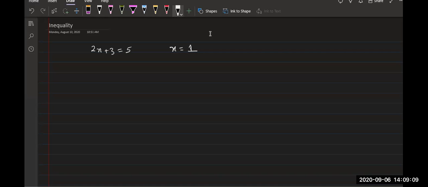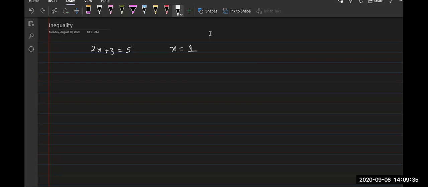So I can say that what we have studied about equations till now is that we will get a definite value which will satisfy the condition given by the equation. Yes or no? Yes, and this is your linear equation in one variable.